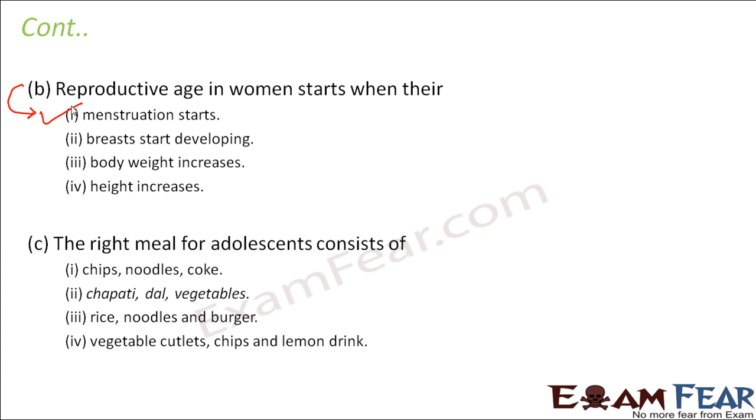The right meal for adolescents consists of chips, noodles, Coke. No, of course not. Chips, Coke, they are all junk. Chapati, dal, vegetables. Yes, sounds good because chapati is rich in carbohydrate. Dal is again rich in proteins. Vegetables again have a lot of minerals and vitamins. Rice, noodles, burger, again they are junk. Vegetable cutlets, chips and lemon drink, again they are all junk. So junk food needs to be avoided.